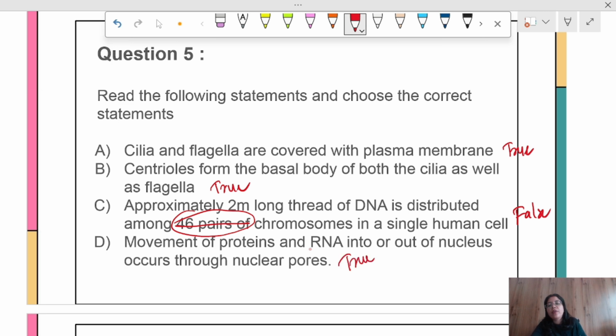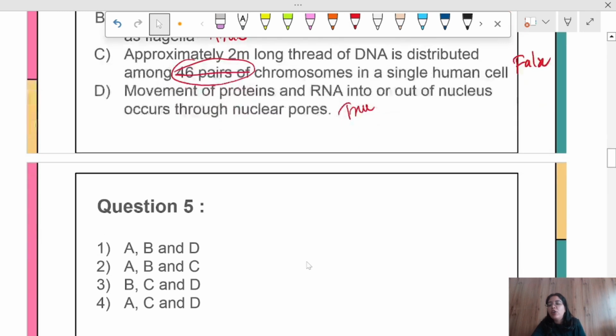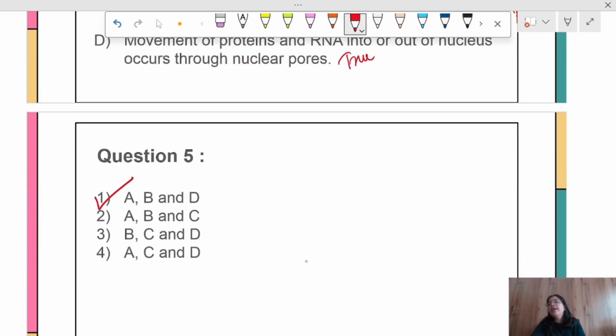True. Okay. So how many statements are true here? A is true, B is true and D is true. Any options like this? Yes, A, B and D.